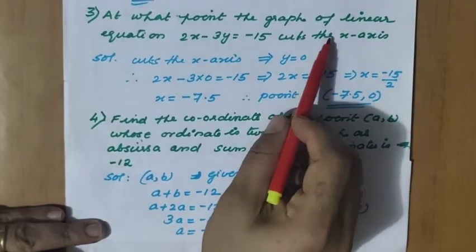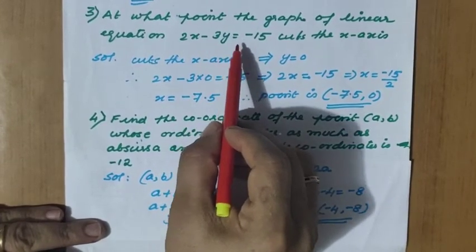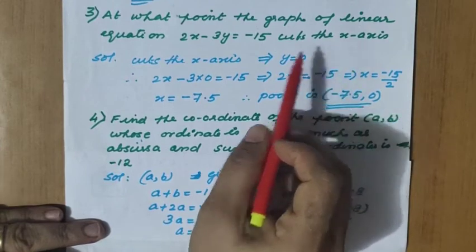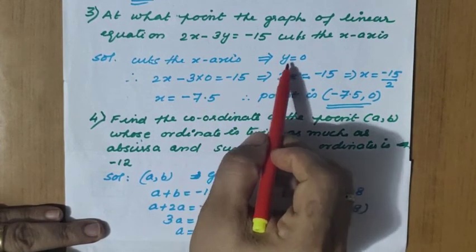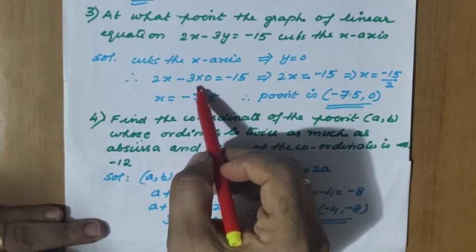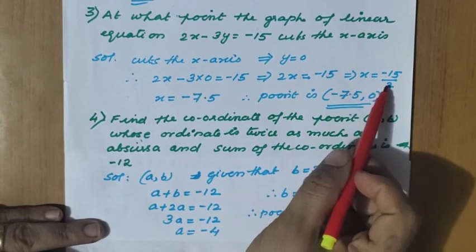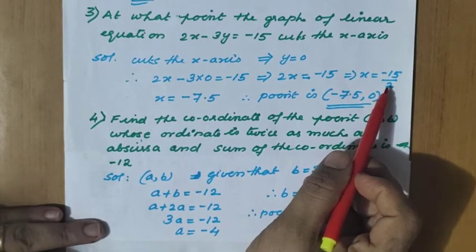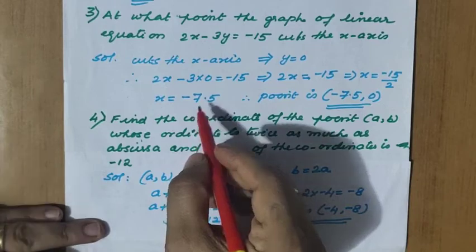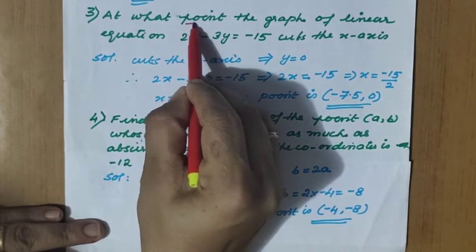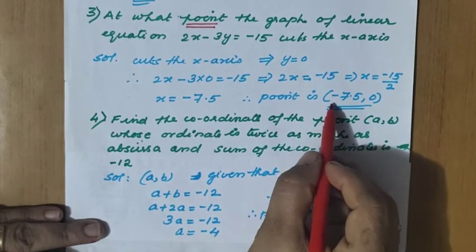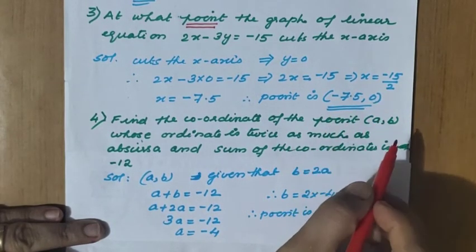At what point does the graph of the linear equation 2x minus 3y minus 15 cut the x-axis? What is the meaning of cutting the x-axis? If the line cuts the x-axis, it means the y value, or ordinate, is equal to 0. So we put y equal to 0, then 2x equals 15, or x equals 15 by 2, or we can write 7.5. But the answer is not correct yet, because the question asks for a point. So we should write it in point form. So the point is (7.5, 0).